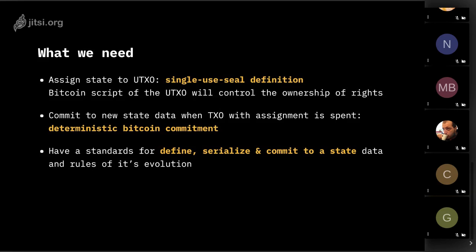Single-use seals define the unspent transaction output, which will control the ownership of particular rights. The next thing that we should do is to commit to the new state once this output is spent, using another technology, which is called deterministic Bitcoin commitments. And the last thing we have to do is to have standards for defining, serializing, and committing to state data, and define rules of this state evolution. So this is the third part of RGB, next to single-use seals and deterministic Bitcoin commitments.